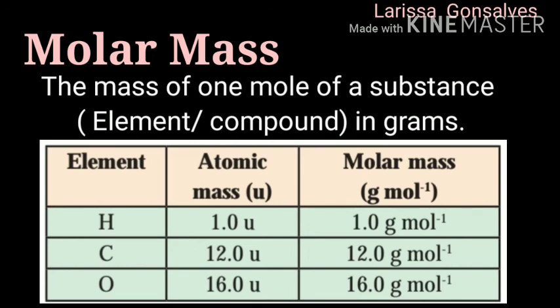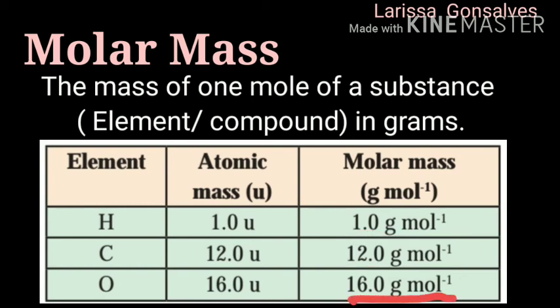So the atomic masses are given here, which are represented by u. We know hydrogen has an atomic mass of 1, carbon has 12 and oxygen has 16. So the molar mass is expressed in terms of gram per mole. So you are going to write it as 1.0 gram per mole. For carbon it will be 12 gram per mole, and for oxygen it will be 16 gram per mole.